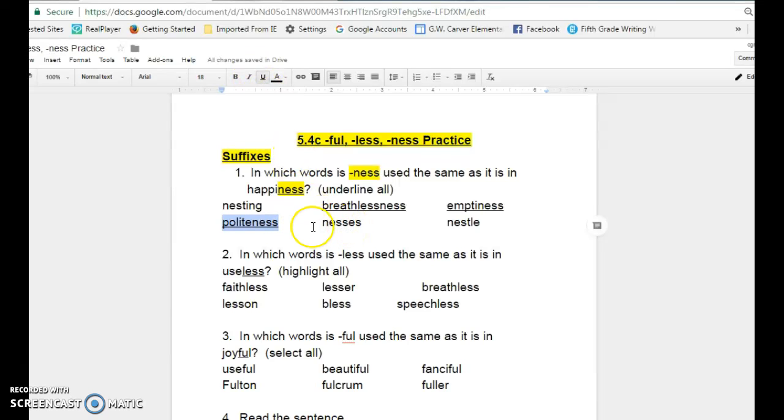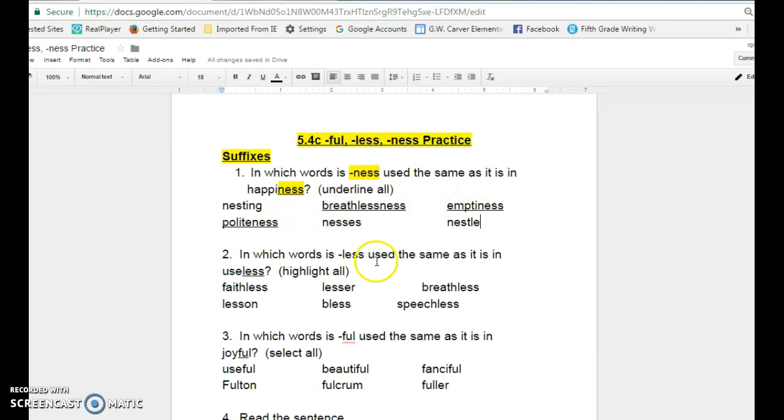Nesses. Does that mean a state of being es? Well, first of all, again, I notice this is not even a suffix. It's at the beginning, so that's not going to work. I would X that out. And it does not mean a state of being S. Nestle. Does this mean a state of being tle? No, it does not. So we have found all of our answers. You should have underlined those 3.